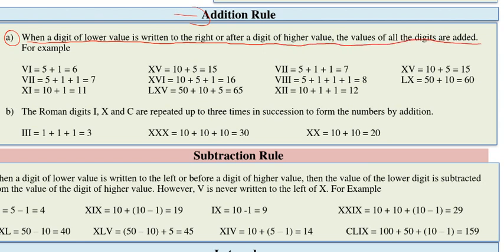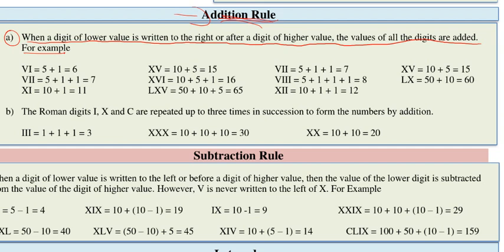It is the addition rule, which states that when a digit of a lower value is written to the right of, or after, a digit of a higher value, we add. So when a digit which has a smaller value like 1 is written after V, that is 5, we will add the values written after, or to the right of, V, because V is the higher value and the values written after it are smaller. We will add them to V, that is 5.